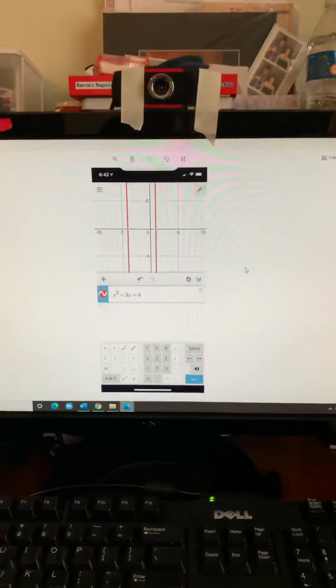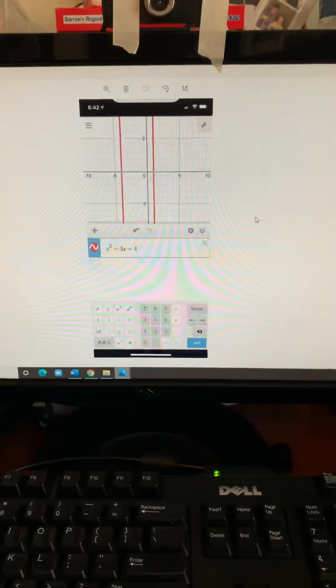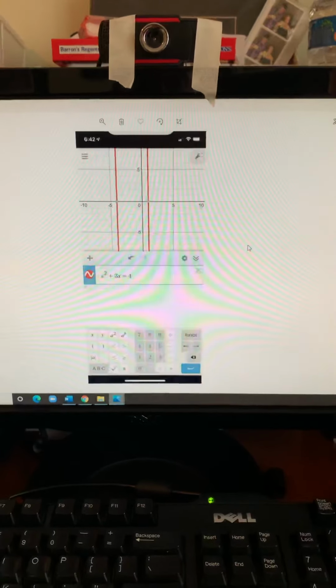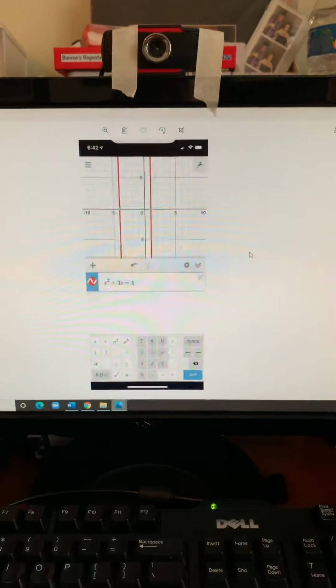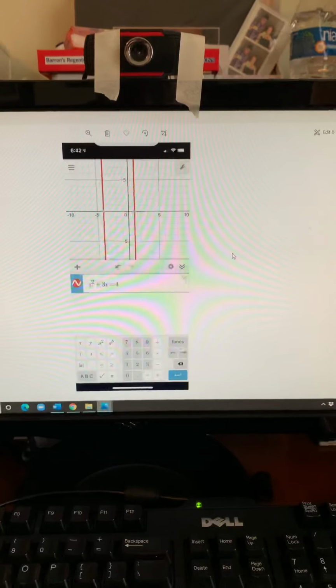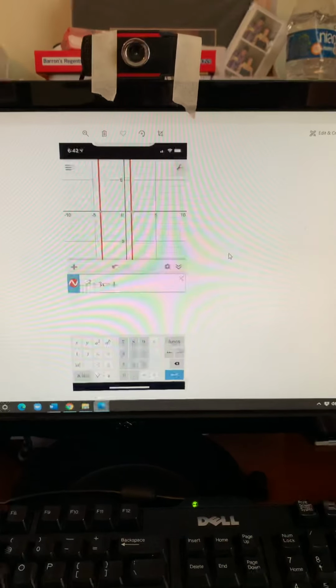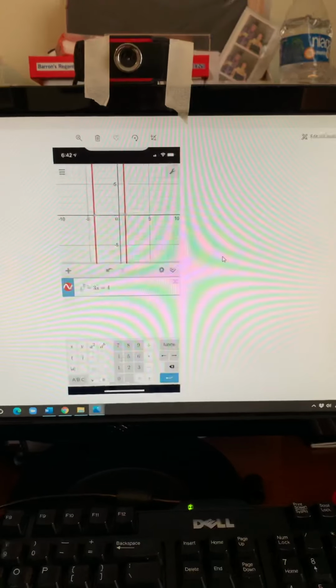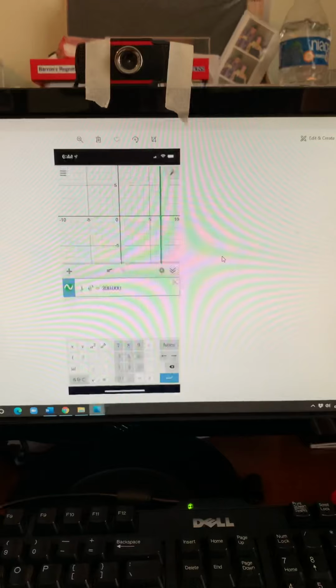If you look at the equation x squared plus 3x equals 4, you can see that it has two solutions. Just by looking at the screen, it looks like they are x equals 1 and x equals negative 4. You're going to have a vertical line by each solution to an equation.